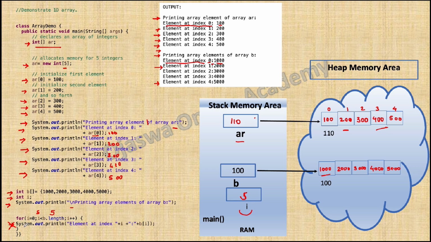So this is how you declare, initialize and access array elements. You can do it using loops. There is a special loop for accessing array elements, that is the for each loop. We have a separate video on that. Now let us execute this program in Eclipse.